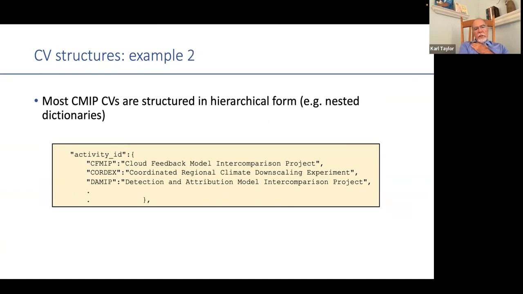But some CVs are, as we saw already, a little bit more structured and in a hierarchical form. The activity ID, for example, is a simple dictionary with the name. Well, so the activity ID is the name of the data descriptor. The values it can assume are given as CF-MIP, Cortex, DA-MIP, for example. And then what those acronyms stand for are in the expanded form given as the value next to the key.